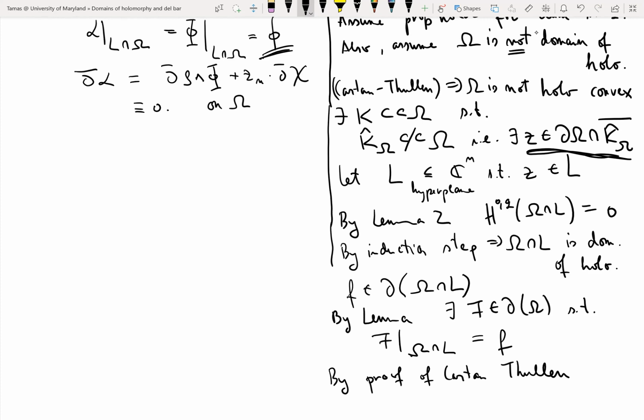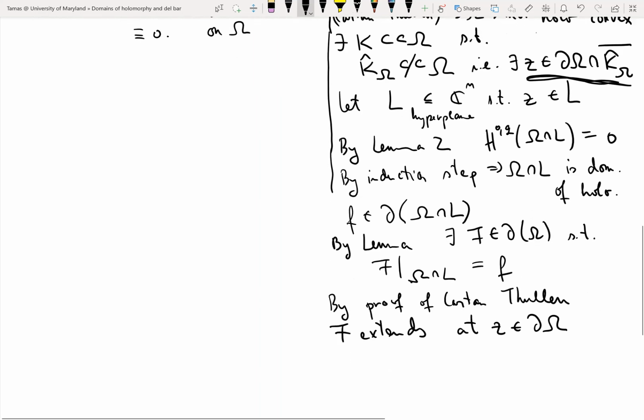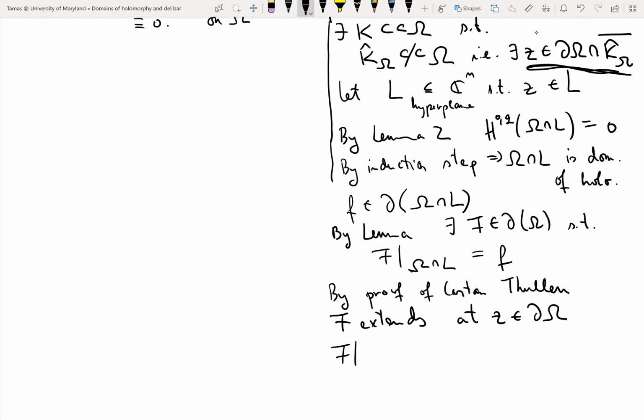So by the proof of Cartan-Thullen, we get that capital F extends at Z on the boundary of omega. But this means that the restriction of F to L, which is just small f, also extends at Z on the boundary of omega intersect L. But this is a contradiction, because this means that every holomorphic function on omega intersect L must extend at the boundary point Z. So we are done. Okay, so we proved one direction in this cohomological characterization of domains of holomorphy.